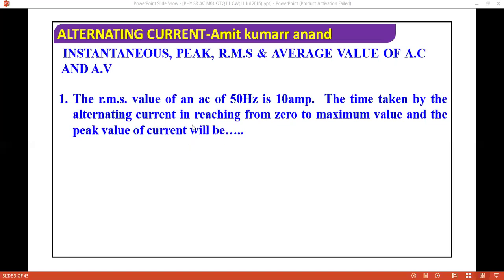Actually, for an AC of 50 hertz and 10 ampere, the time taken by the alternating current in reaching from 0 to maximum value, and the peak value of the current, will be. So the RMS value of an AC of 50 hertz.